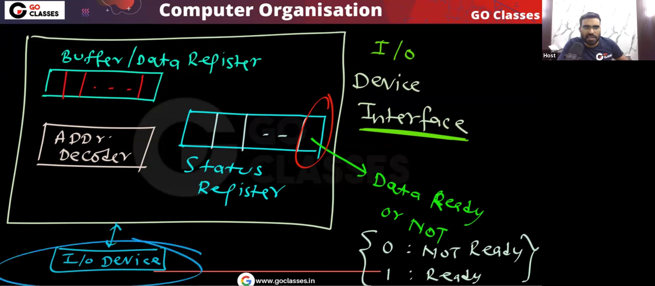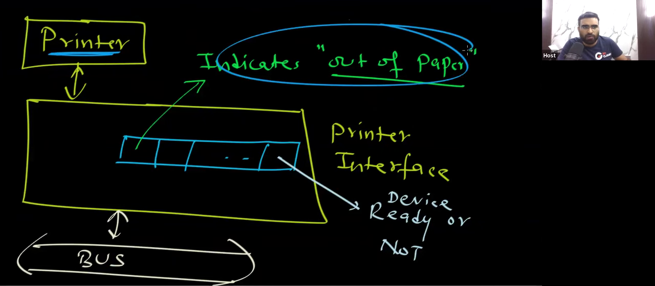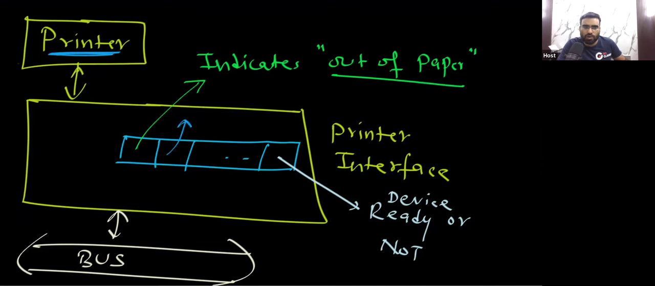Remember, this device can be an input device or an output device. So this particular bit will tell us whether the device is ready to send the data or ready to receive the data. So this particular bit is useful, and the remaining bits you can use for different purposes. For example, for a printer, this bit you can use to indicate out of paper, and this bit you can use to indicate something else. So that is the point. Is this point clear? All these simple points I am explaining, please tell me, are they clear?